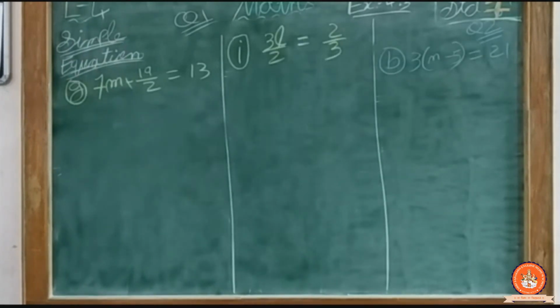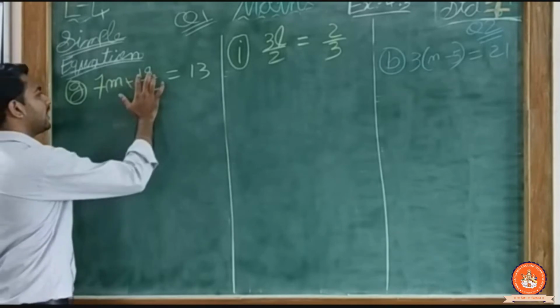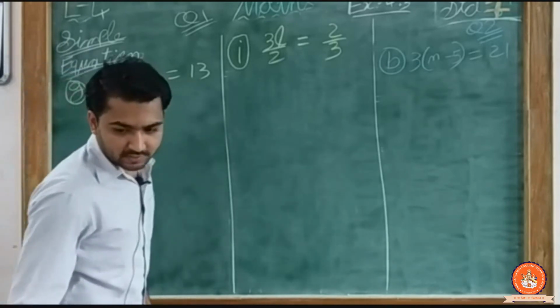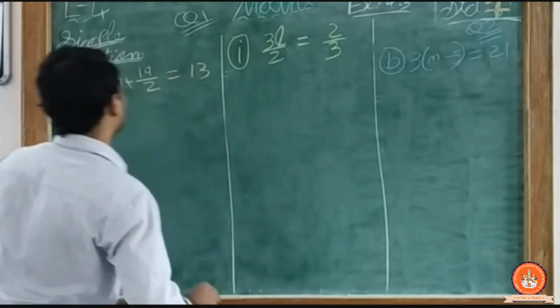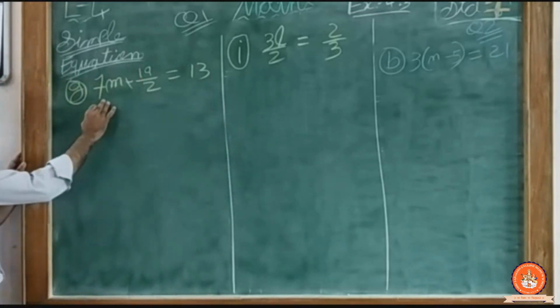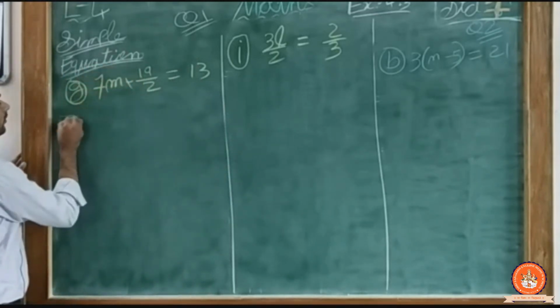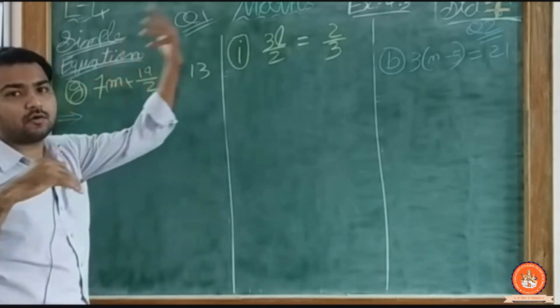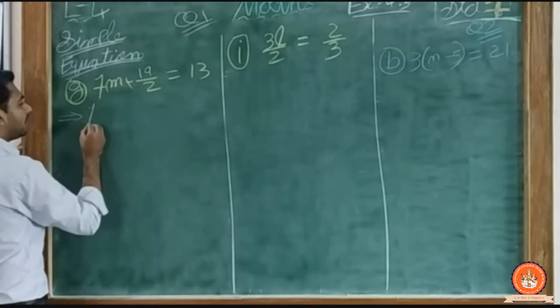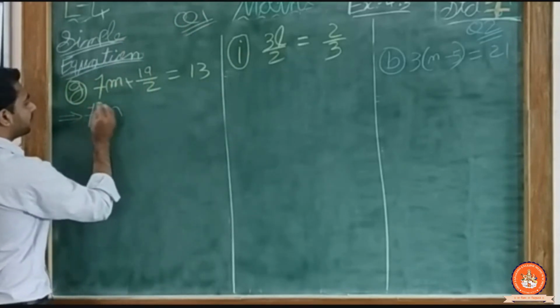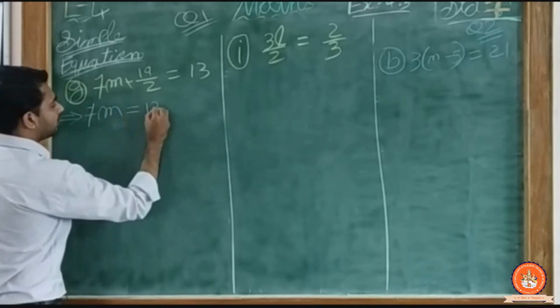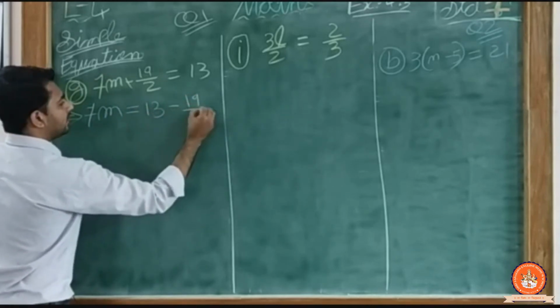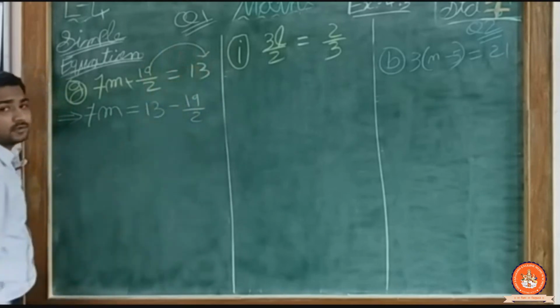Now students, moving on to the next question, that is question G of question number 1. 7m plus 19 by 2 is equal to 13. As I told you, we have to find the variable. Okay, in this, I will keep this variable over here only, and the number which is on the left side will go on the right side. Similarly, we had done the last sum. So 7m is equal to this 13 minus 19 by 2. Clear?